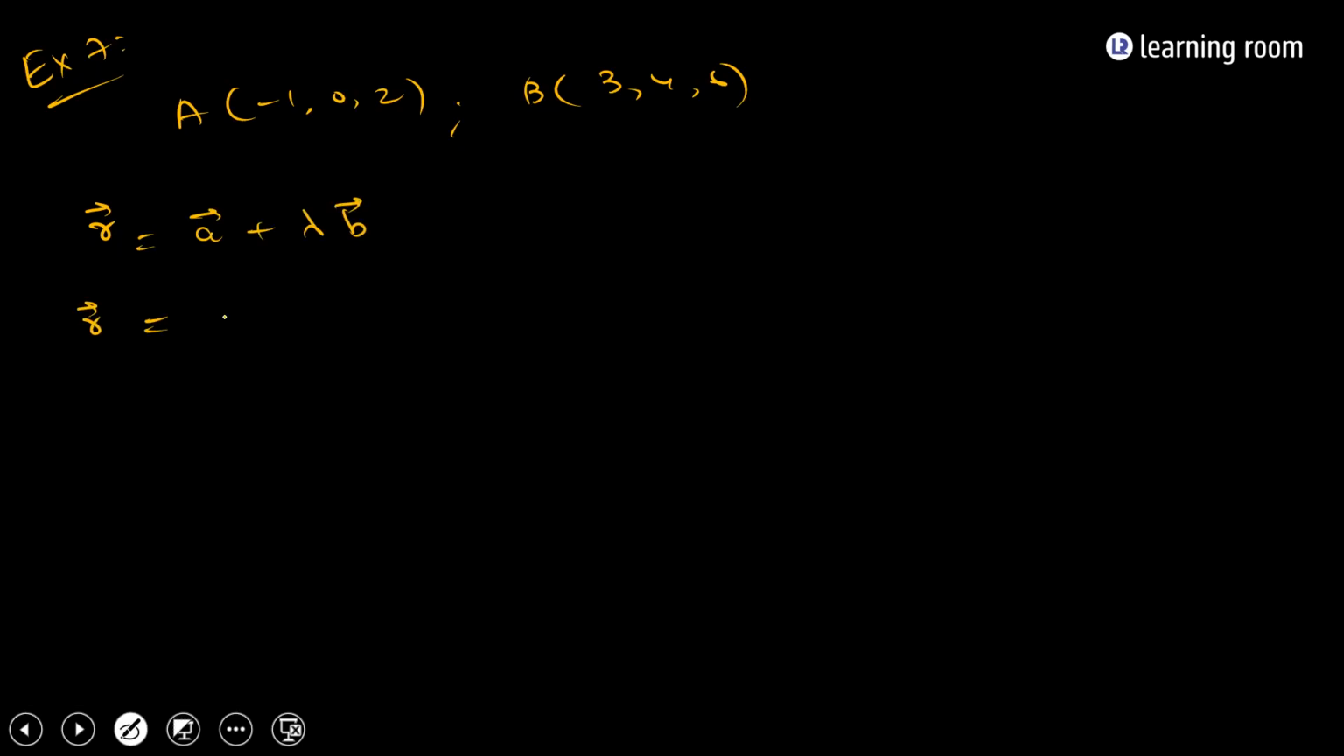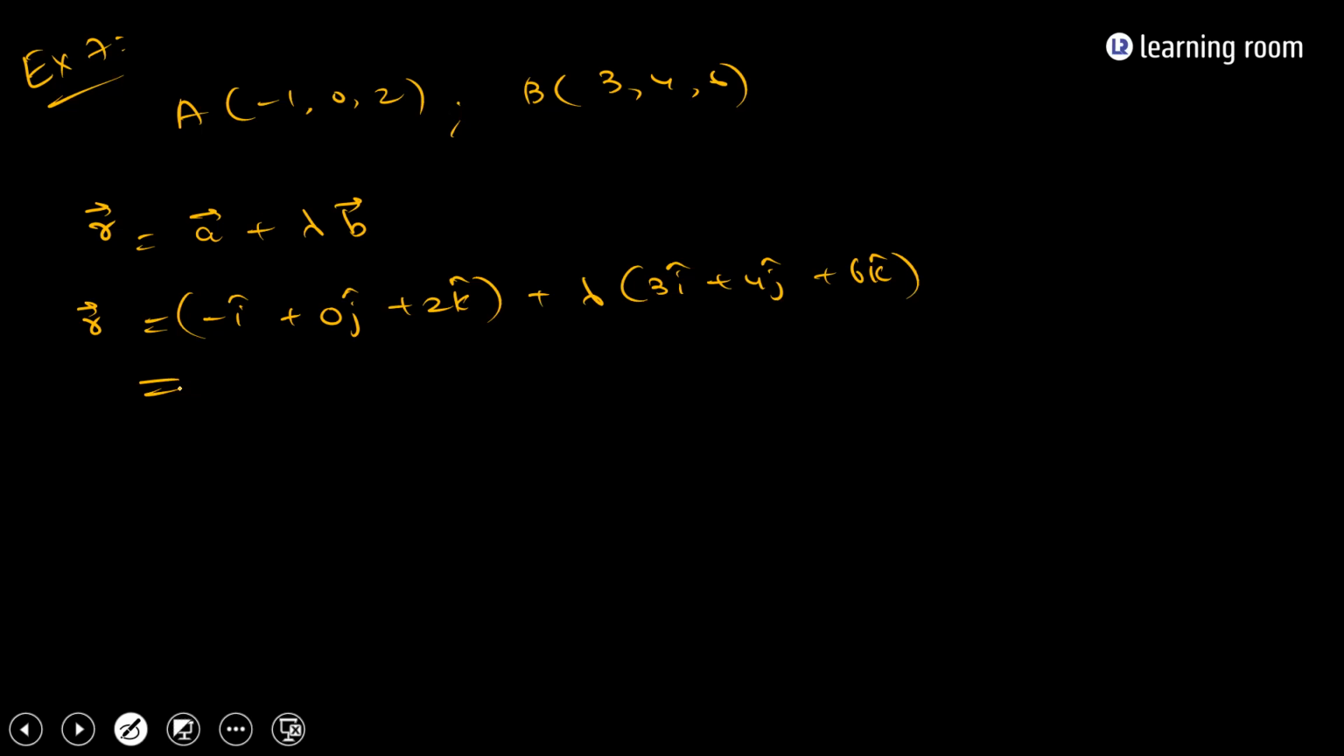If you look at example number 7, find the vector equation of the line passing through the points A (-1, 0, 2) and B (3, 4, 6). Right? So what is the vector equation? R vector is equal to A vector plus lambda times B vector, which implies R vector is equal to minus i cap plus 0 j cap plus 2 k cap plus lambda into the direction vector. So this is the equation.